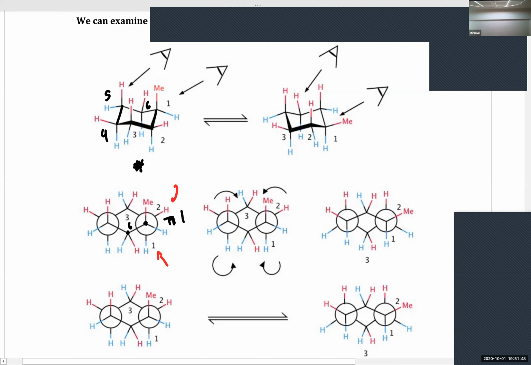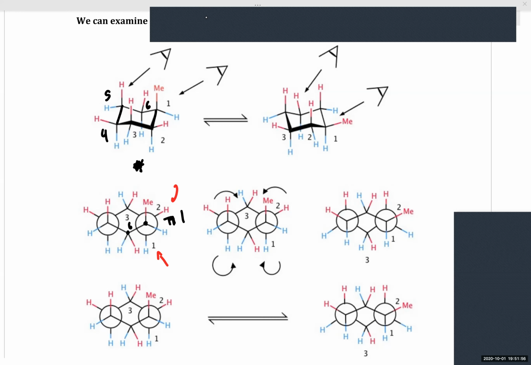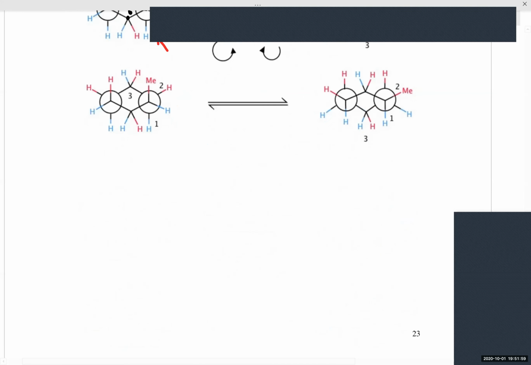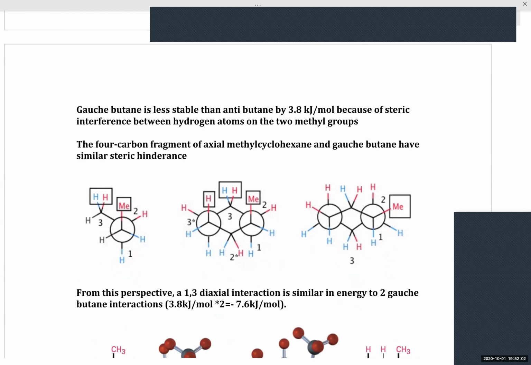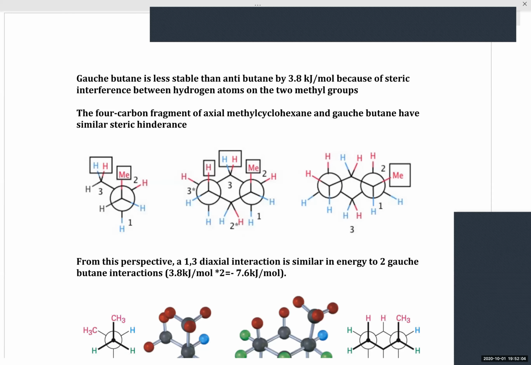Perfect. So that's why the energetic penalty for a 1,3 diaxial interaction is very similar to that of a Gauche butane interaction. So the Gauche butane is less stable than the anti-butane by about 3.8 kilojoules per mole as a result of these steric interactions. So again, we can think about our methylene very similar to that of a methyl group in terms of Gauche interactions. So this 1,3 diaxial interaction can be thought of as like a methyl-methyl Gauche interaction.